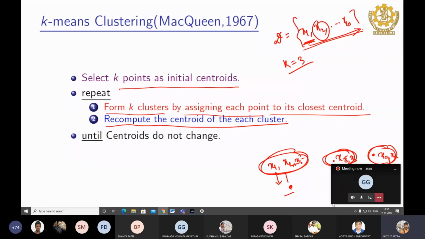And you keep all 10 points here. Again, recompute the centroid and check whether the earlier centroid and the centroid after recomputation are the same across the cluster. If it is the same, then you stop. If it is not, then again you have to do the same thing. So after a few iterations, you'll find that there is no change in the centroid.